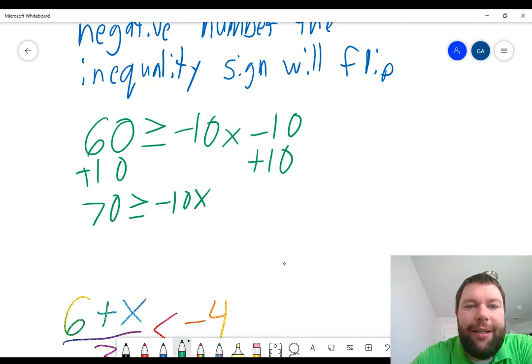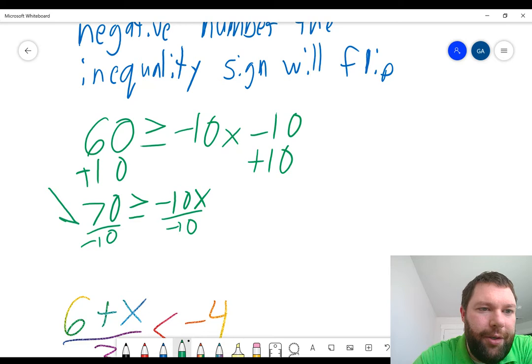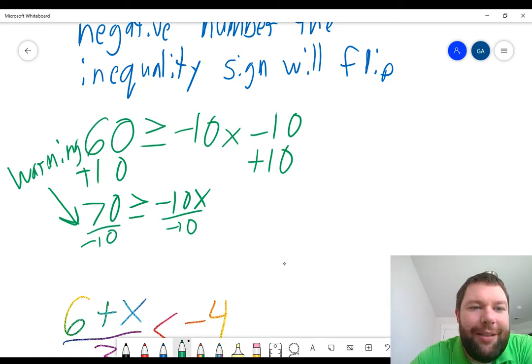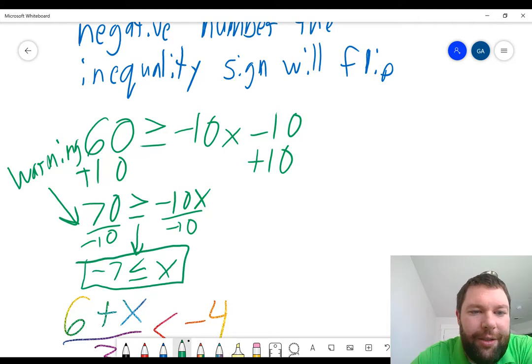And then the last thing we need to do is get rid of this negative 10. It's multiplying with the x, so we're going to divide by negative 10. Now we are dividing by a negative number, so warning: we're dividing by a negative number on each side. That means this inequality sign is going to flip around and start eating the other direction. Okay? And then 70 divided by negative 10 is negative 7, and then I just have x over here. And that is my answer, or one of them, right?